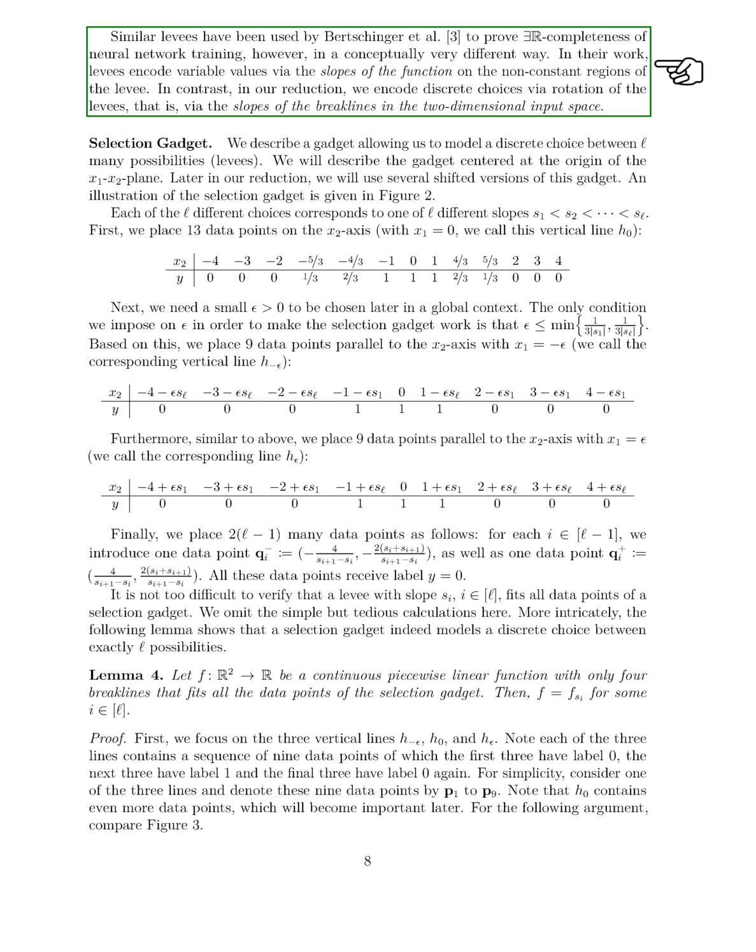Similar levees have been used to prove the completeness of neural network training, but in a very different way. In their work, levees encode variable values via the slopes of the function on the non-constant regions of the levee. In contrast, in our reduction, we encode discrete choices via rotation of the levees, that is, via the slopes of the breaklines in the 2-dimensional input space.